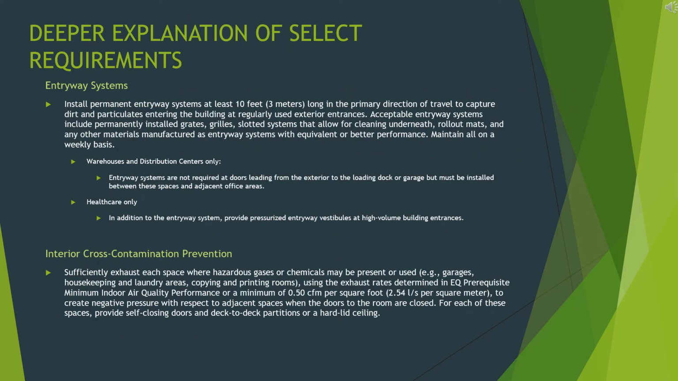Mechanically ventilated systems further consist of number 1, entryway systems. These need to be installed at least 10 feet long in the direction of travel to capture dirt. Please make note, for warehouses and distribution centers, entryway systems are not required at doors. However, a garage must be installed between adjacent office areas. And for healthcare centers, a pressurized entryway vestibule needs to be provided.